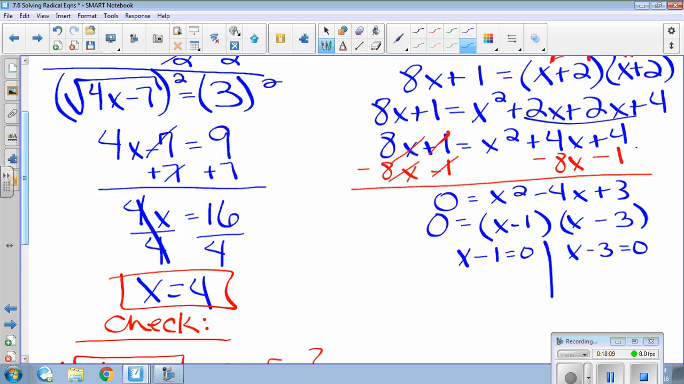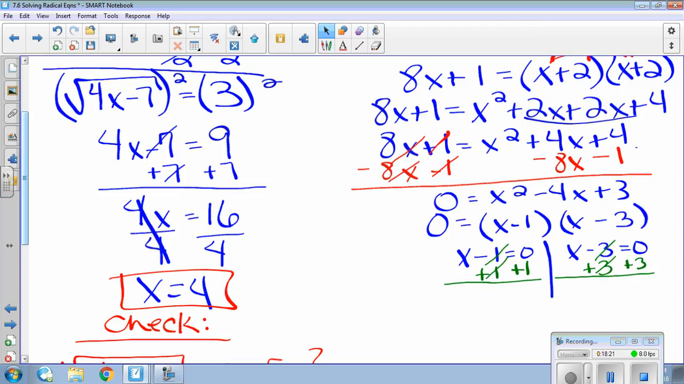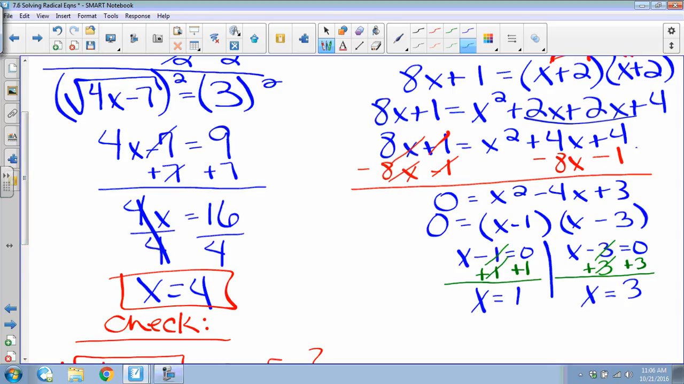So, add 1 to both sides. Add 3 to both sides. So you get x equals positive 1 and x equals positive 3. Those are your possible solutions. You have to check to see if 1, both, or none are solutions. So you have to take x equals 1 and plug it back in and see if it works. Take x equals 3 and plug it back in and see if it works.